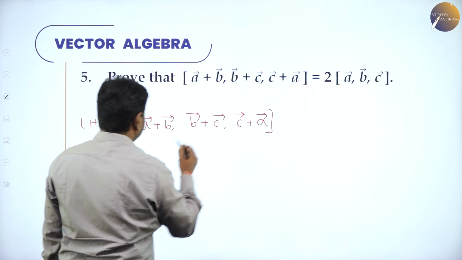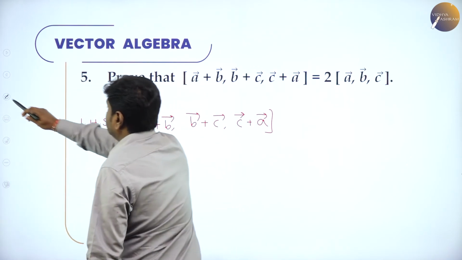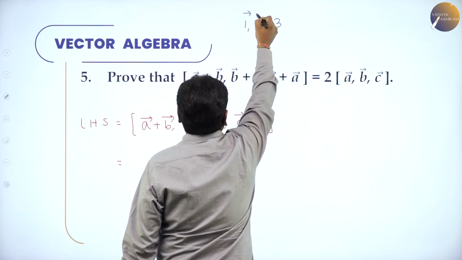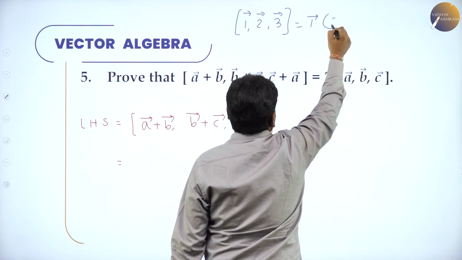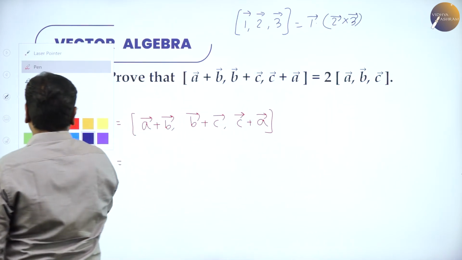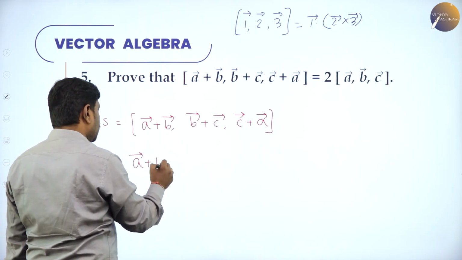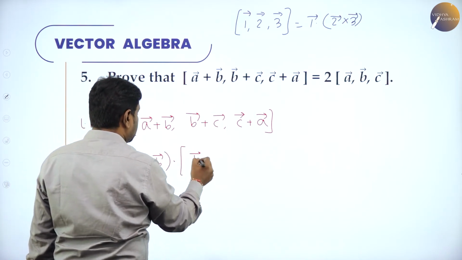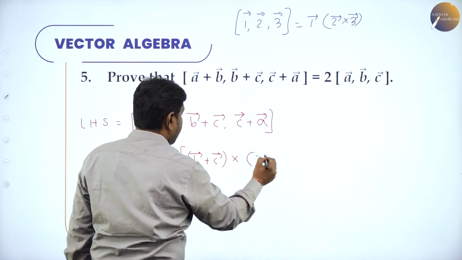And you know, box product can also be written as scalar triple product. So if I take 3 vectors, vector 1, vector 2, vector 3, box product is same as what? Vector 1 dot 2 cross 3. So box product can also be written as scalar triple product. So I can write this as A plus B dot B plus C cross C plus A.